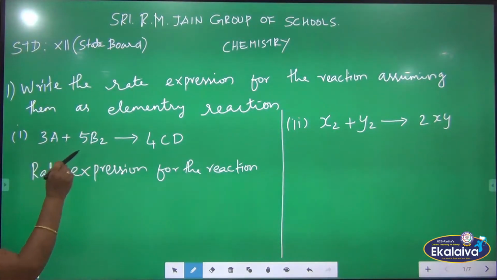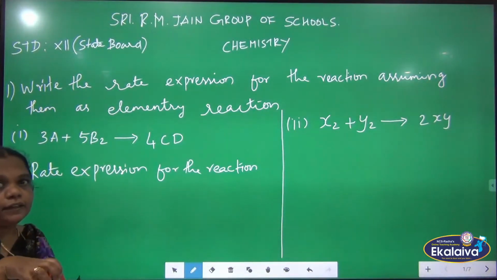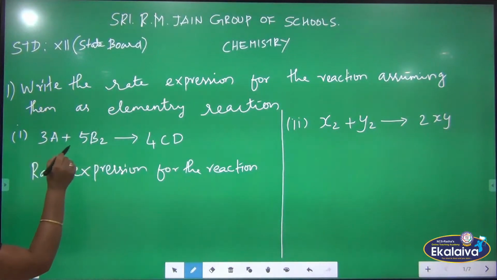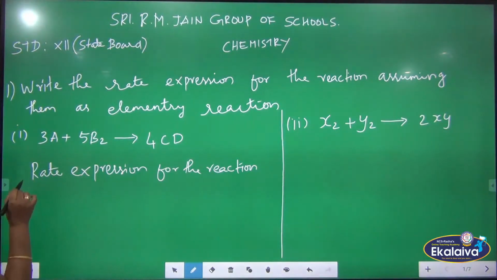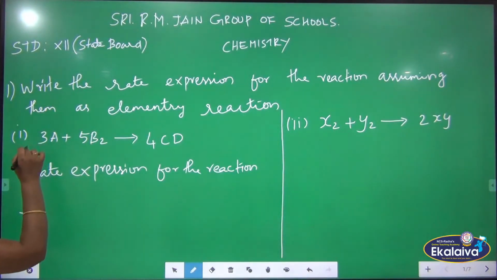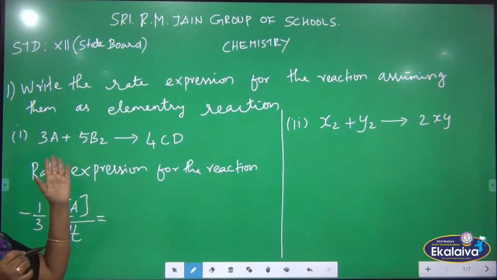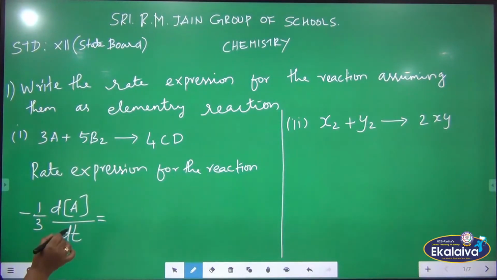Here the reactants disappear, so the reaction rate can be expressed with a negative sign for the reactant. So minus, and the coefficient of the reactant can be expressed as a fraction, 1 by 3, change in concentration of A divided by change in time, equal to the rate of disappearance of the reactant, which is equal to the rate of the formation of the product.